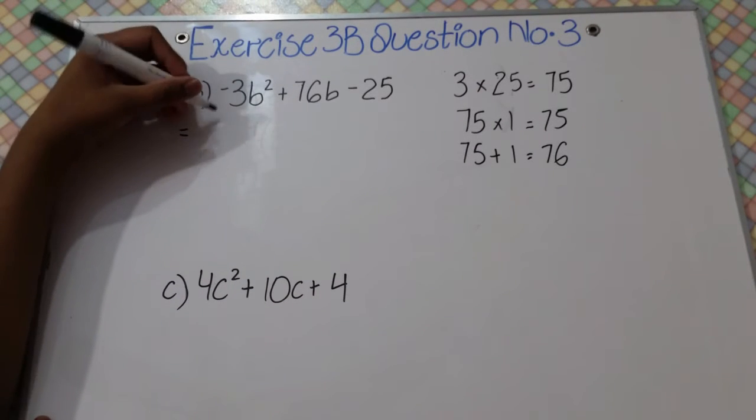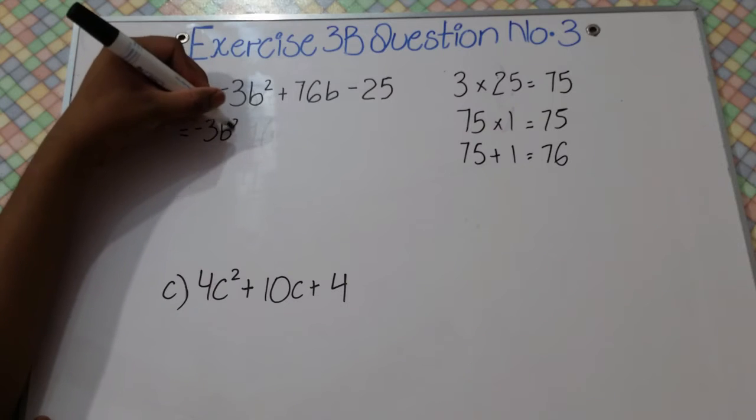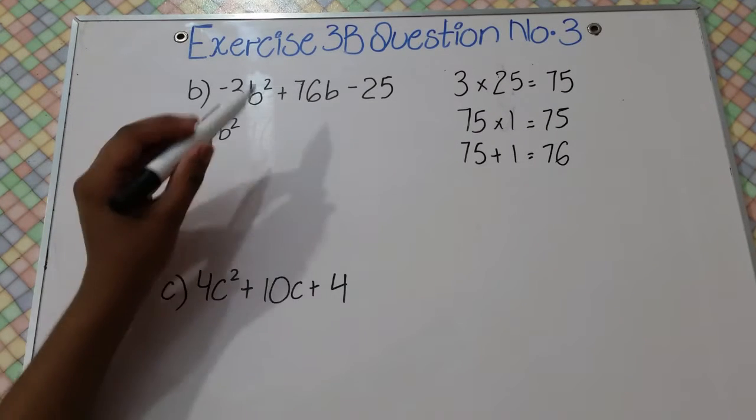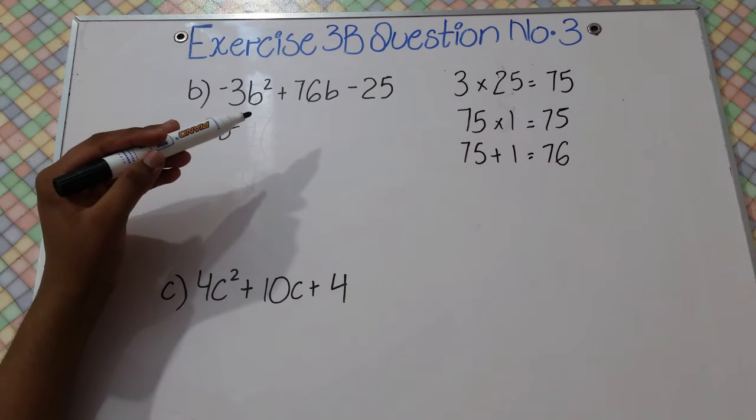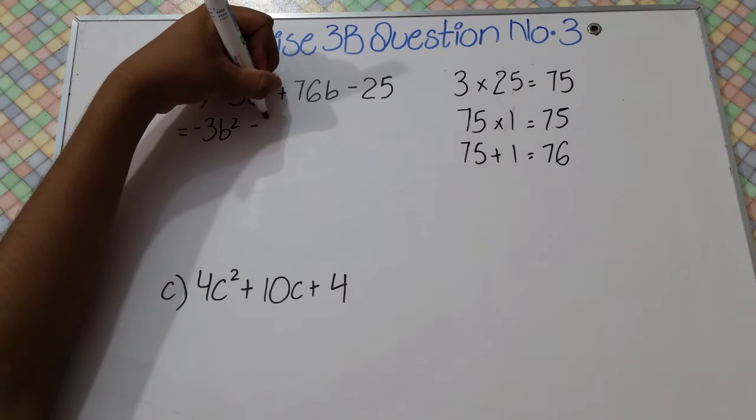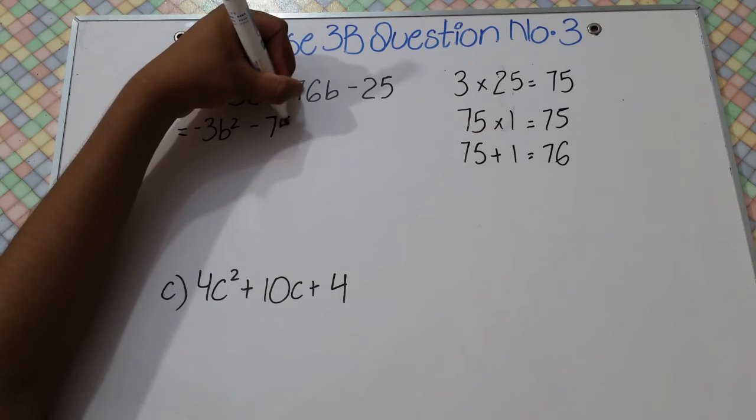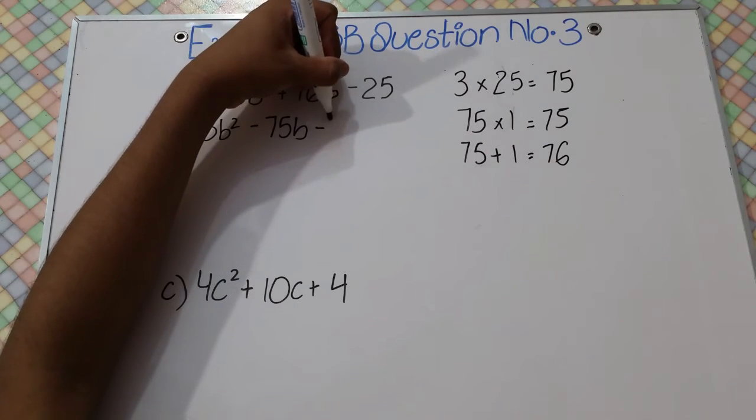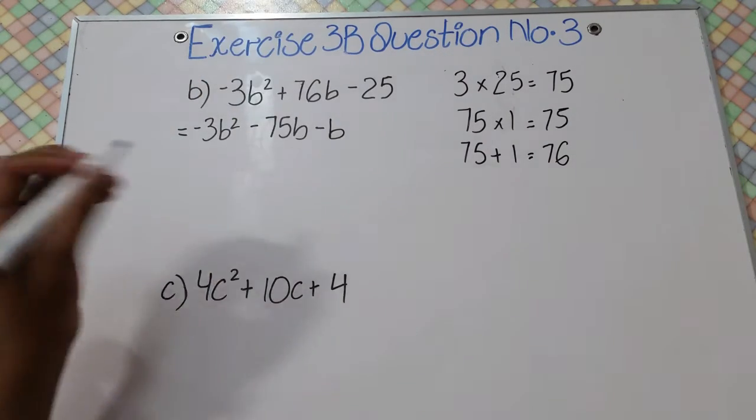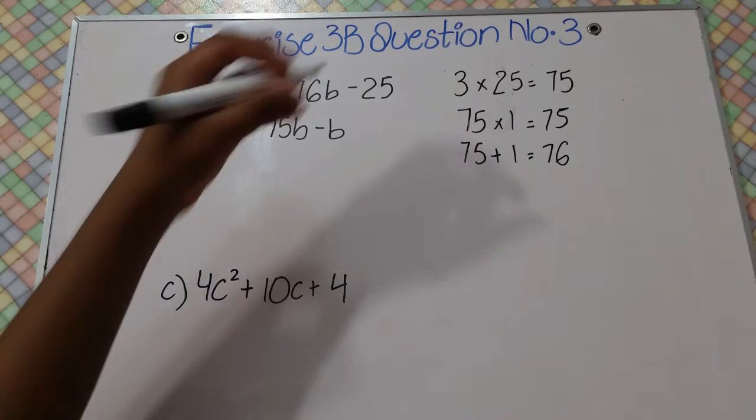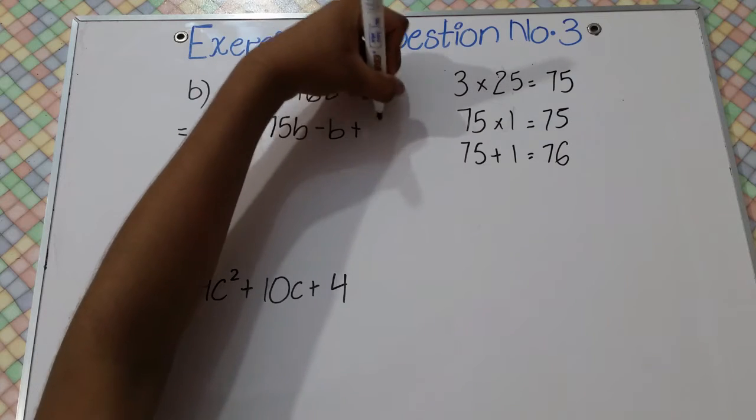So minus 3b square plus, or it would be minus because this minus is going to multiply with the whole expression. So it would be something like this, means minus plus is minus, so minus 75b, okay, and then minus b, because it is 1, so we have to write it as 1b or b, okay, it's your choice. And then minus minus is plus 25.